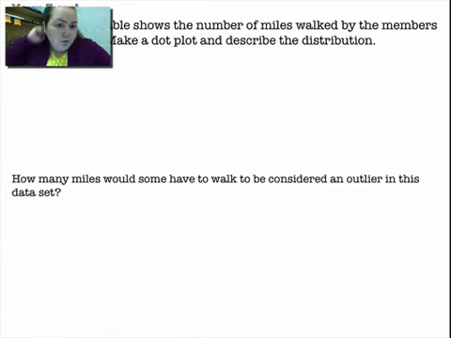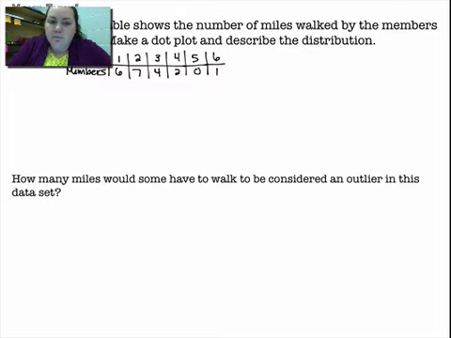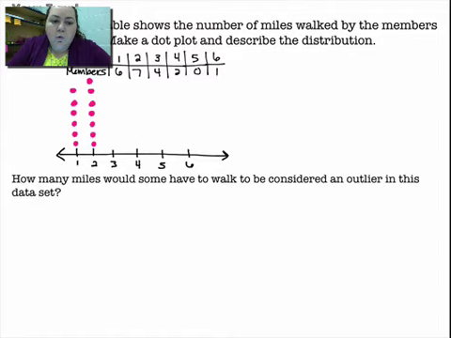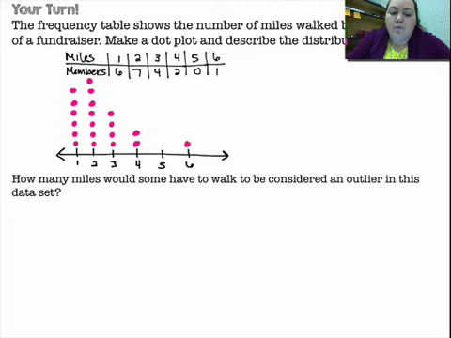All right, your turn. The frequency table shows the number of miles walked by members of a fundraiser. Make a dot plot to describe this distribution. So here's our frequency table. We're going to make a dot plot. So I have 6 that went 1 mile, 7 that went 2 miles, 4 that went 3 miles, 2 that went 4 miles, and 1 that went 6 miles.